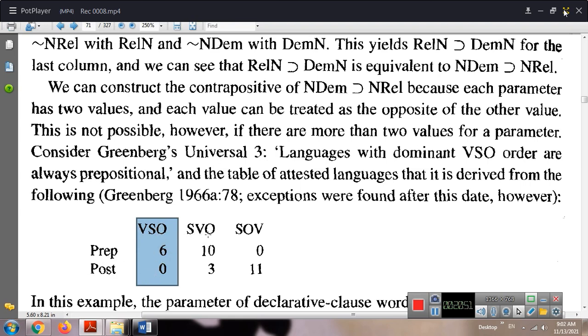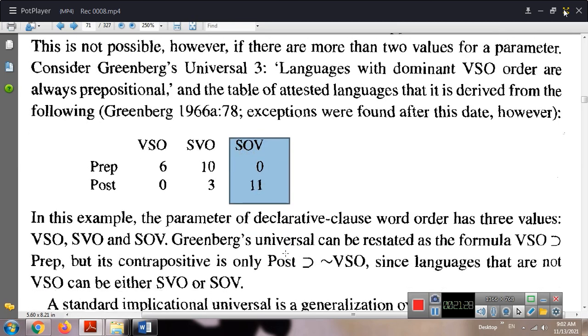But if a language is subject, verb, object, that is both prepositional and postpositional. But if a language is subject, object, verb, like Persian, that is postpositional based on Greenberg, not prepositional. Dear student, Greenberg didn't study Persian among the languages. But as a whole, he said that if a language is SOV, that is postpositional, not prepositional. He found about 11 of these languages.